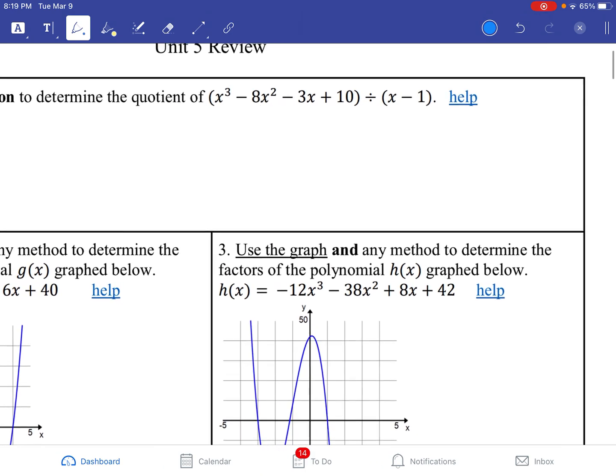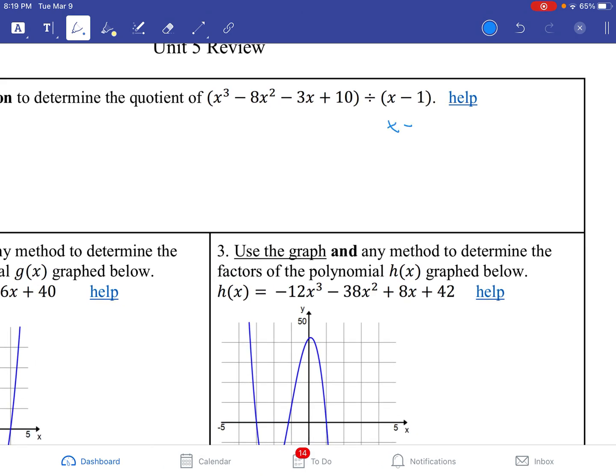All right, so the first question: use synthetic division to determine the quotient of our problem here. Our divisor is x minus 1, so we're going to take x minus 1, set it equal to 0, and solve for x. So that's the number that's going to be in our little box. Then we take the coefficients of our problem here. We have 1, negative 8, negative 3, and positive 10.